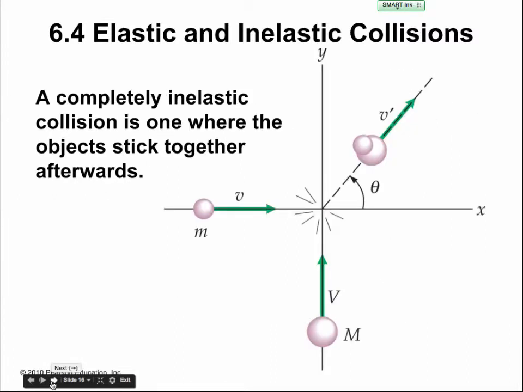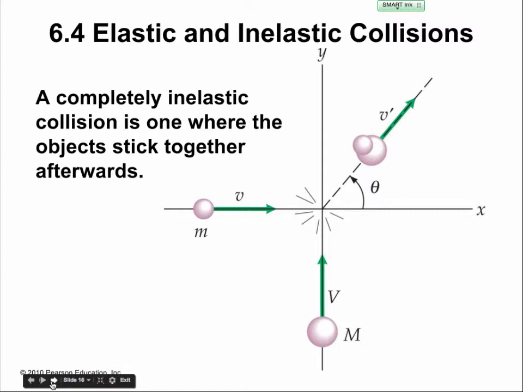In a completely inelastic collision, what we have is two objects that basically stick together. Sometimes that happens. We have some really nice videos from the International Space Station where they take two tennis balls, and I think they put Velcro on them or something. And when the two collide, they stick together.